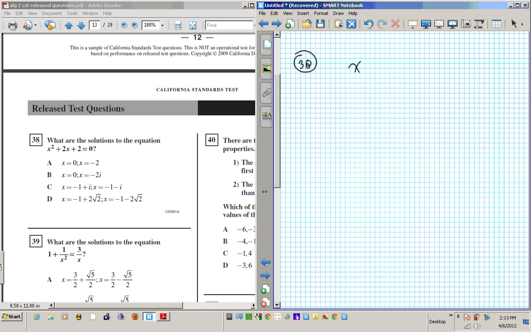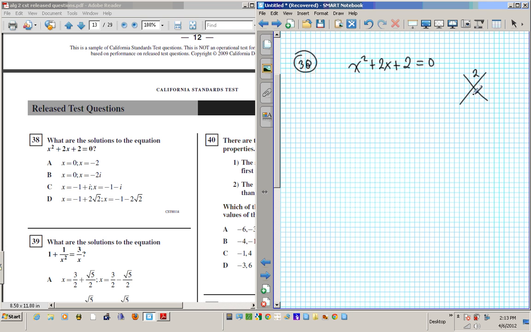You have x squared plus 2x plus 2. It looks like I might have some complications here. Let's see if the x game works. Okay, if the x game works, then my answer should be 8. If not, we have to do something else.